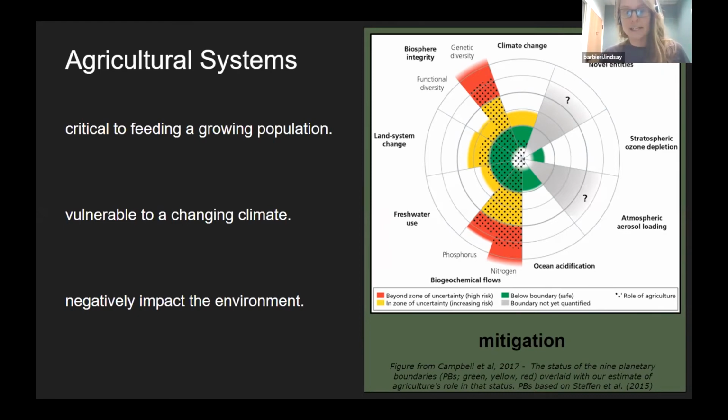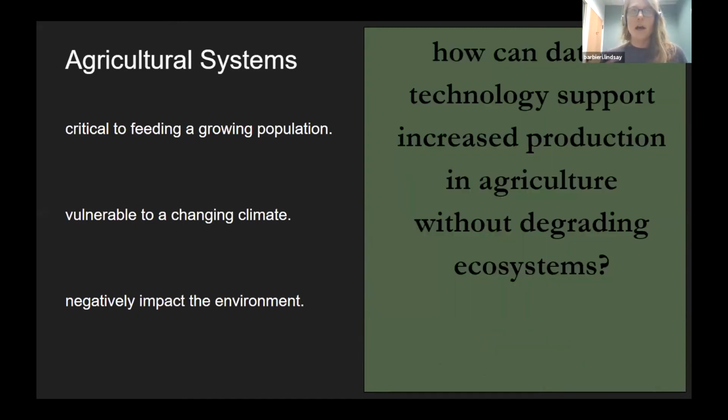So with this idea of production, adaptation, and mitigation as the three dimensions that I think about agricultural systems, I think it can be easy to say, in my own work, how can data and technology support increased production without degrading ecosystems is a lot of the way that this gets boiled down when we think about how we can use technology and data here.